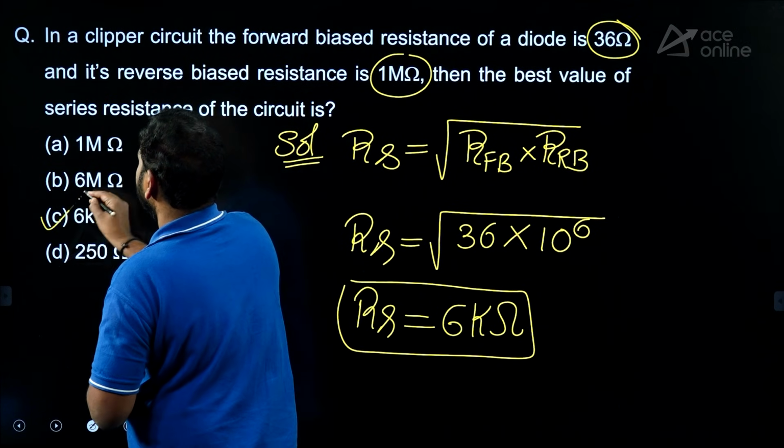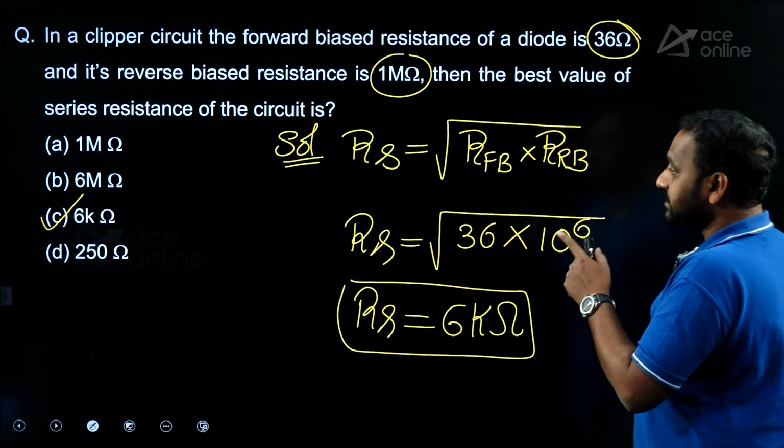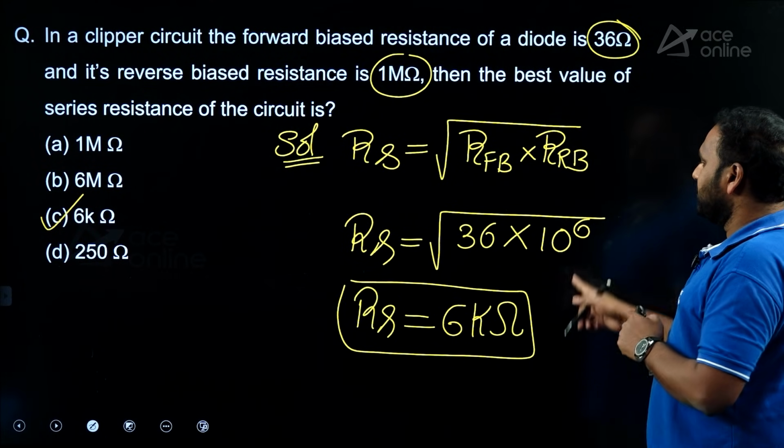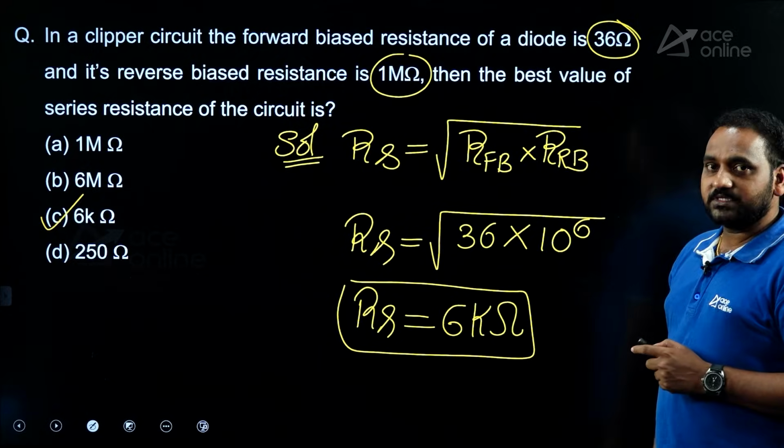6 kilo ohms, right? 6 kilo ohms is the correct answer. Be careful, 6K, right? 6 kilo ohms, 10 to the power of 3 whole square. The square root gets cancelled, 10 power 3 becomes kilo.